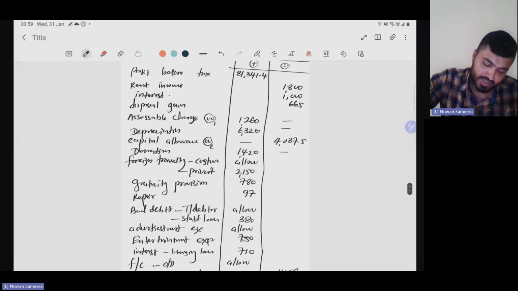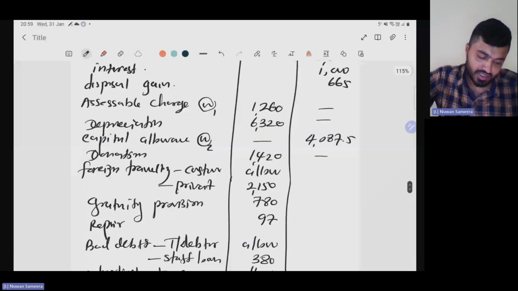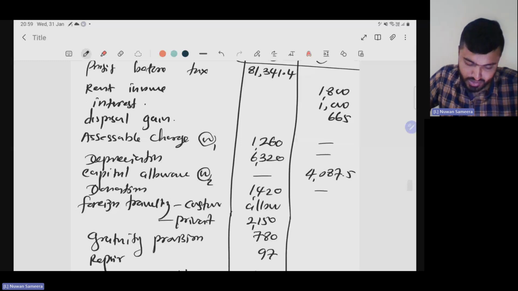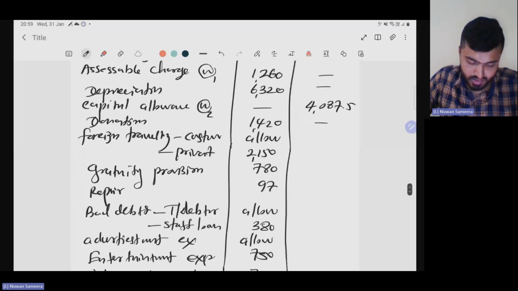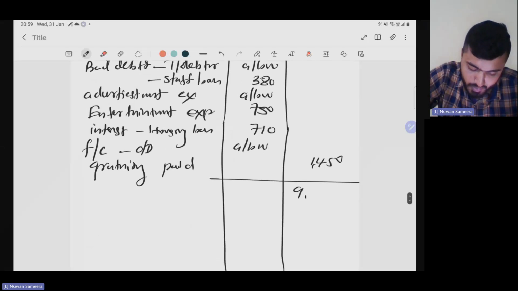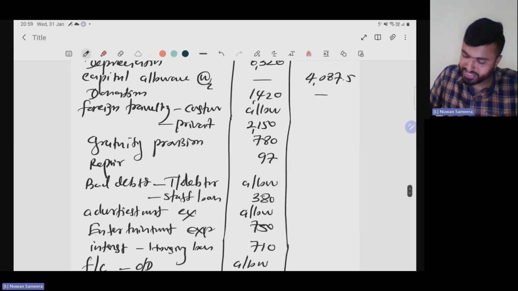You can get the sum right here, the plus and minus side. So let's get the total of the minus side. 1,800 plus 1,000 plus 665 plus 40,087.5 plus 1,450. So altogether 9,002.5.